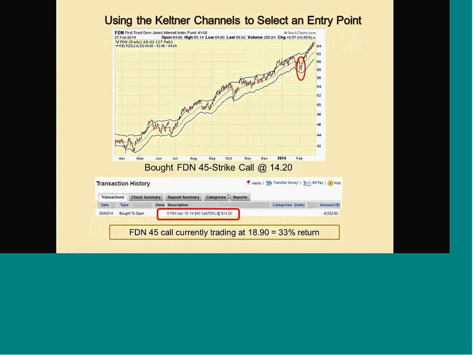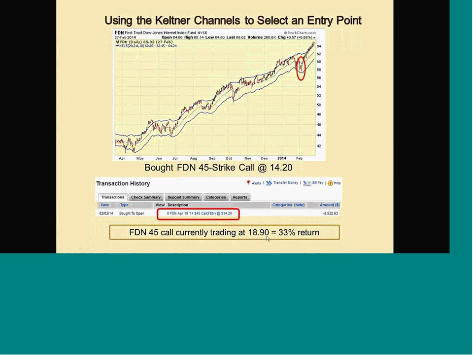And then we can see that that was a low risk entry. The ETF was oversold, and it didn't retrace very much from this entry price. So the Keltner channels allowed me to get a low risk entry in this example. And that 45 call that I purchased for 14.20 is currently trading at 18.90, so I have a 33% return in that option. Here's another example.